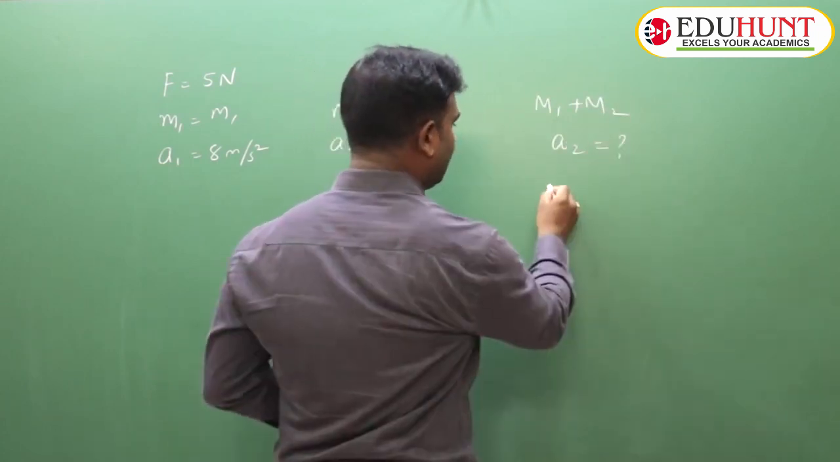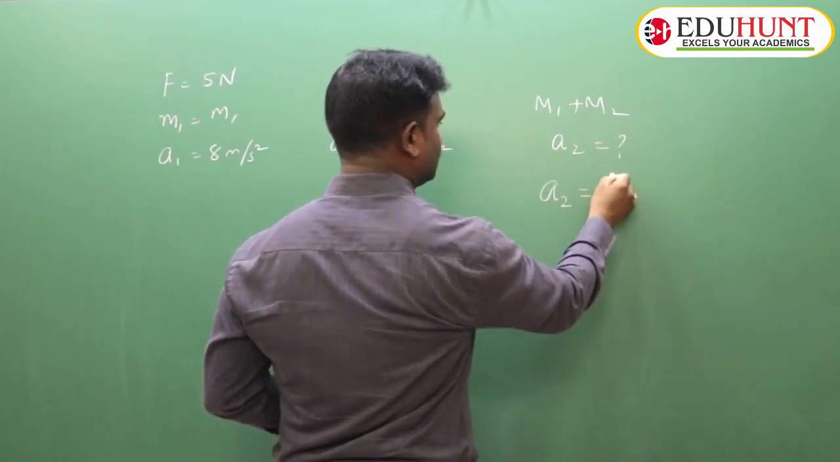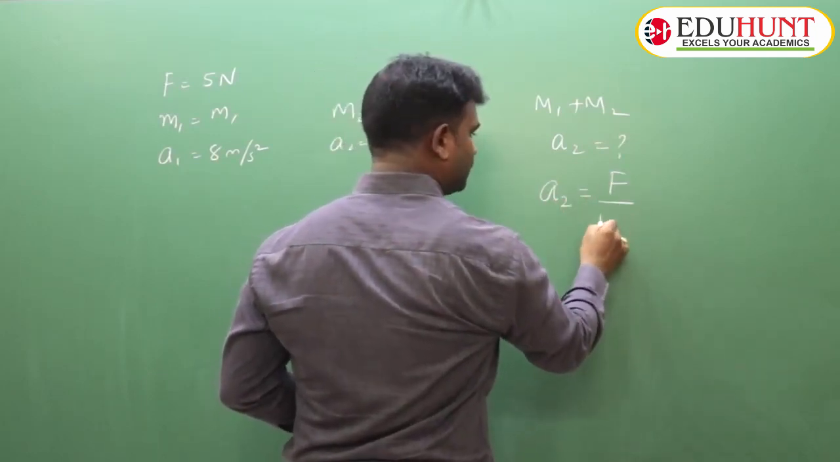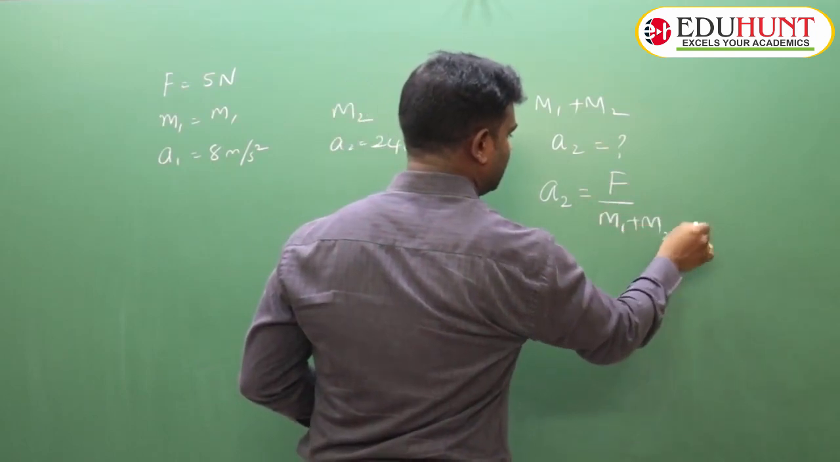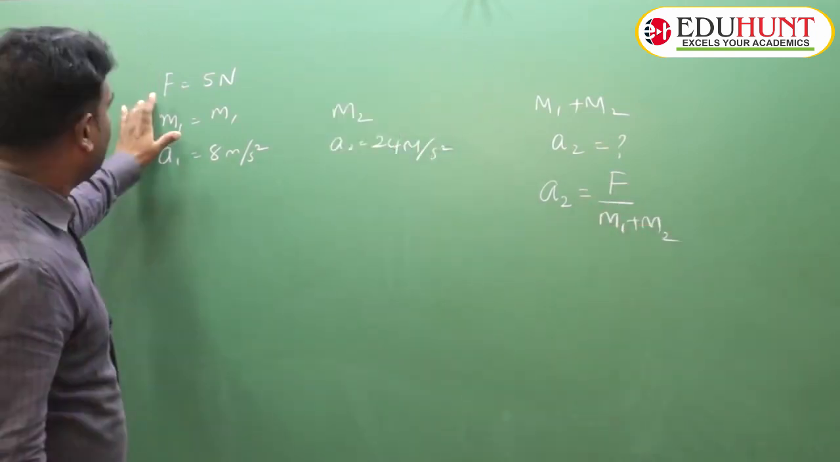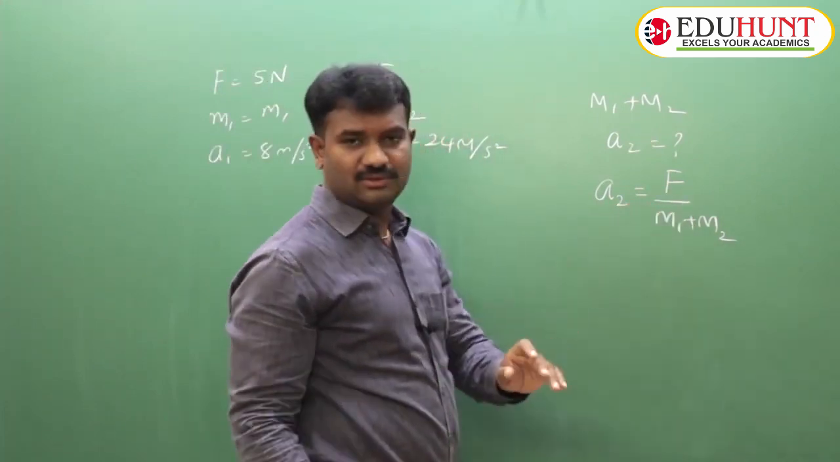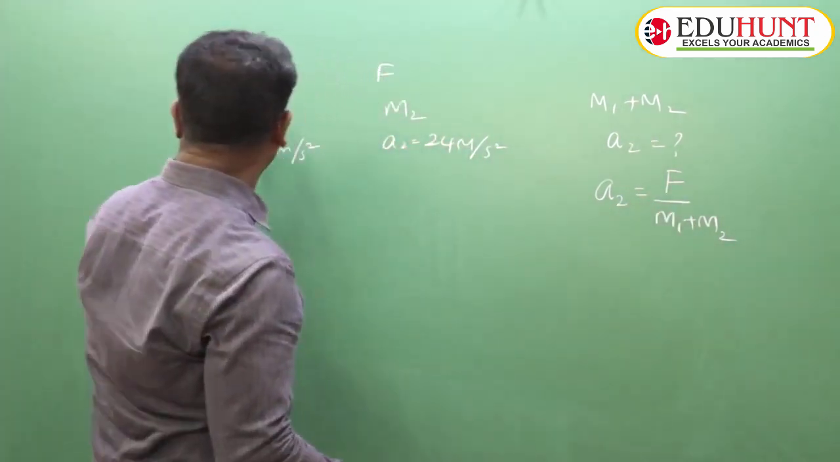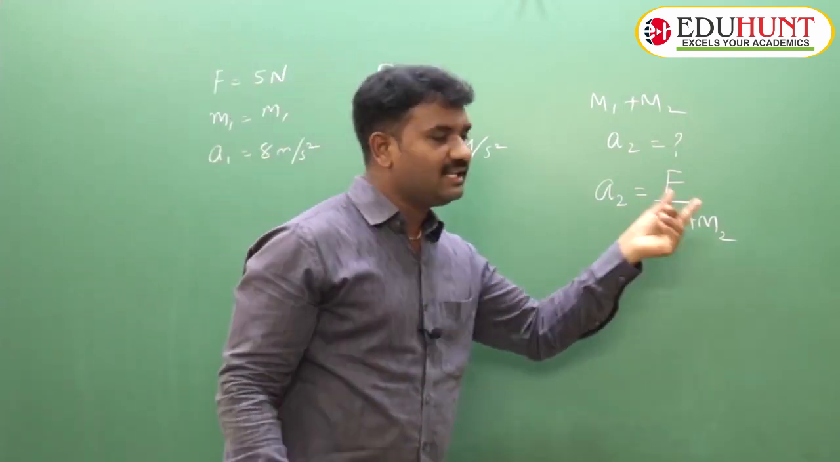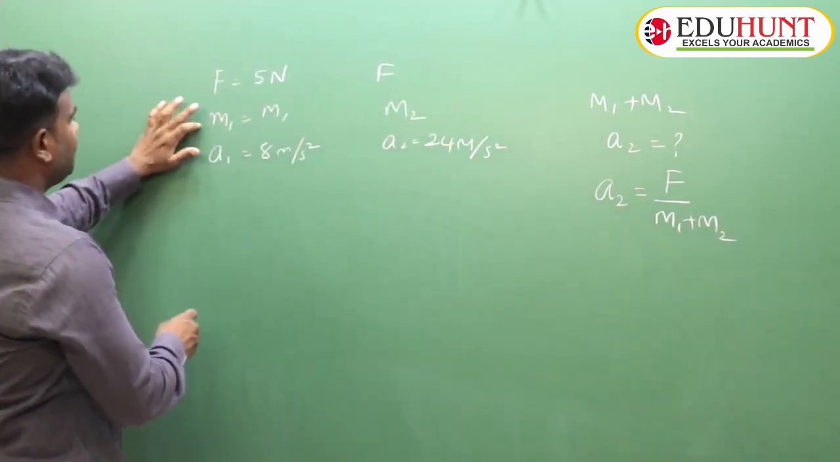The formula for acceleration is the same, so the acceleration is equal to force by mass. Here the net mass is m1 plus m2. So if you know the F value, m1, m2 values, you can find a2. F is already given, 5 newtons. We need to find m1 and m2. That's all. So from this, m1 equal to how much?